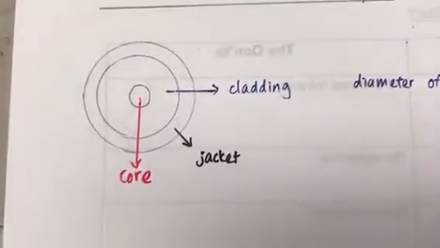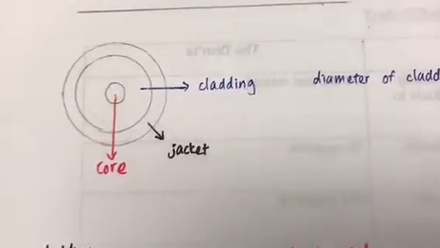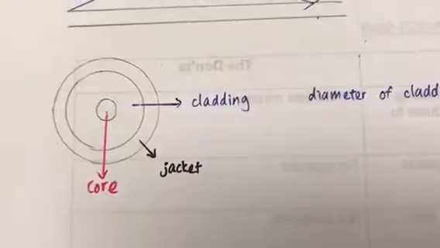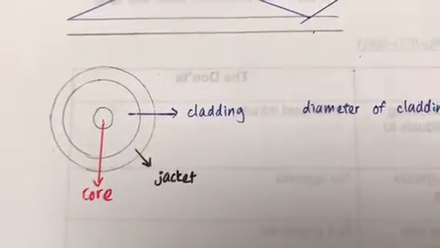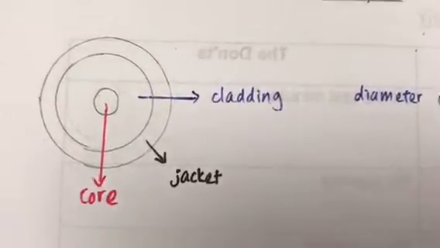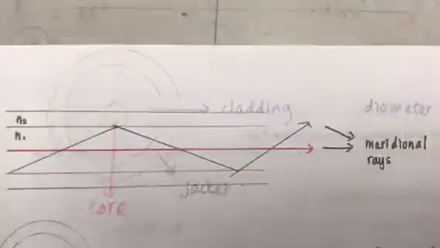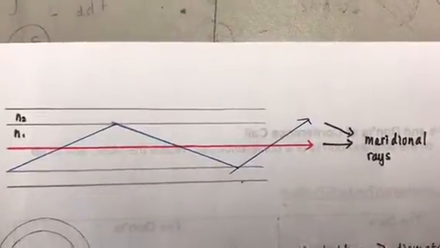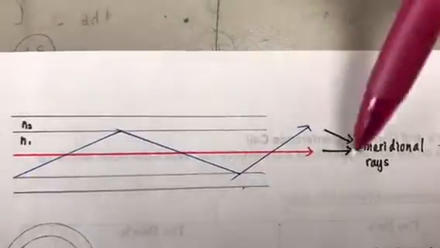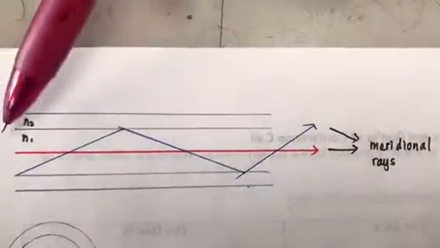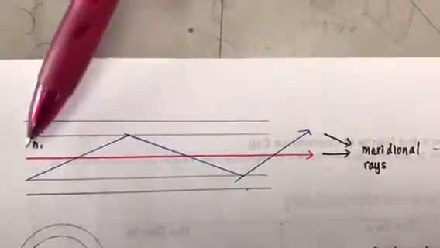For single mode, the dimension of the core is 9, where the dimension of the cladding is 125. Whereas for multi mode, the core dimension is 50 and the cladding dimension is 125. When the ray is passing through the center or axis of the fiber, it is called a meridional ray. The example of a meridional ray is like this.